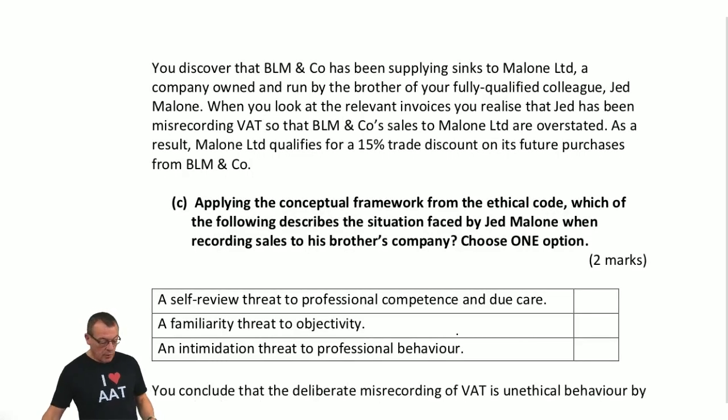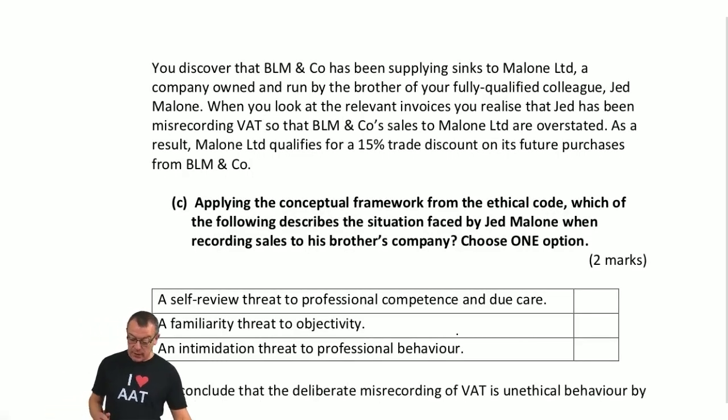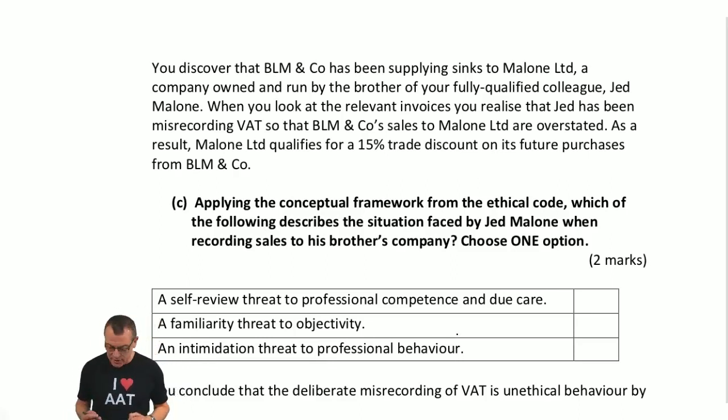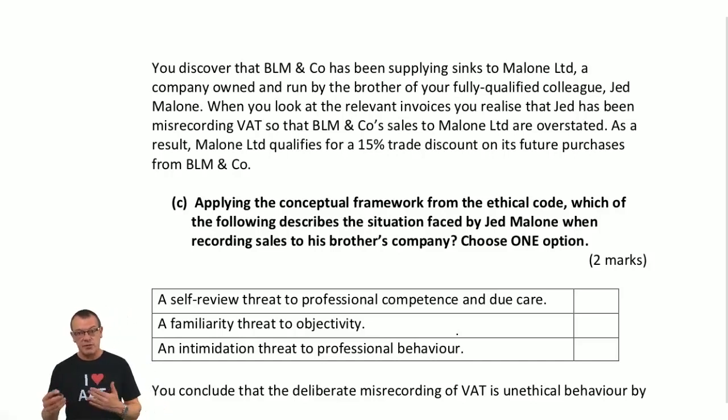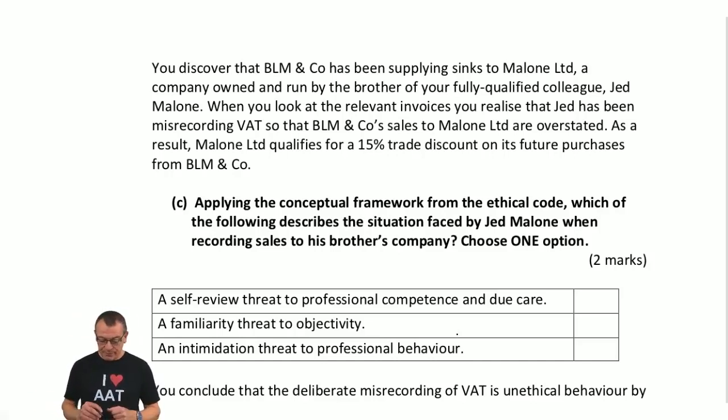Okay, let's move on. We now discover that BLM & Co. has been supplying sinks to Malone Limited, okay, a company owned and run by the brother of your fully qualified colleague, Jed Malone. When you look at the relevant invoices, you realise that Jed has been misrecording VAT, so that BLM & Co.'s sales to Malone are overstated. Okay. As a result, Malone qualifies for a 15% discount. So in other words, this really benefits the person that it's happened to on its future purchases.